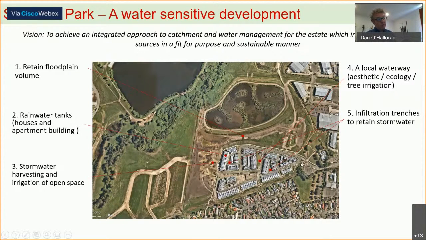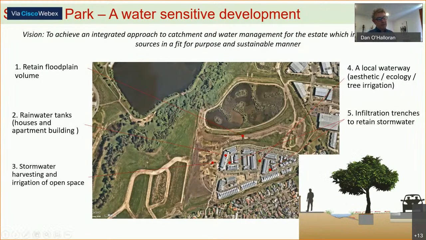We wanted to bring water to the surface so that people were aware of it and could see the water. And so we designed a local waterway to provide aesthetic, ecological, and tree irrigation benefits. And also we had some irrigation trenches across the development to infiltrate stormwater into the soil profile to support local vegetation. So the little picture on the bottom right-hand side there shows the local or constructed waterway.